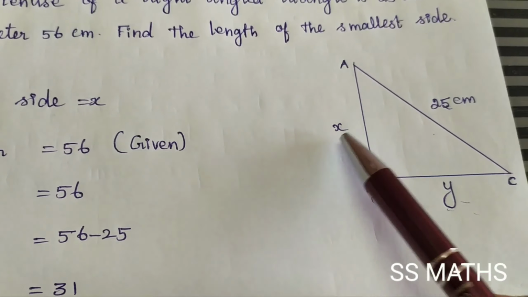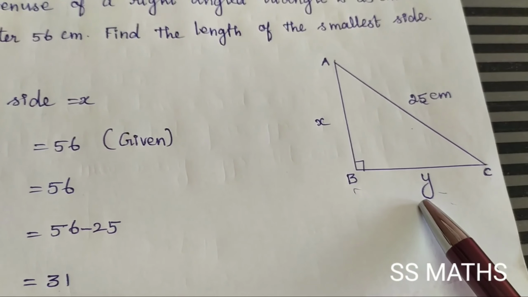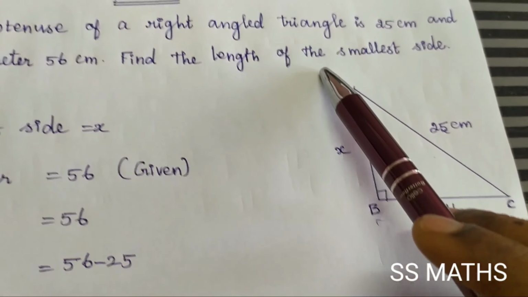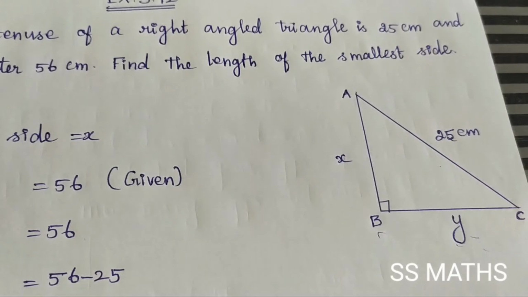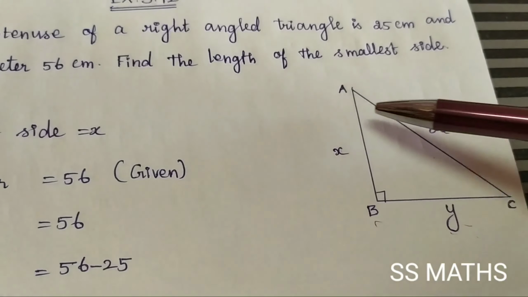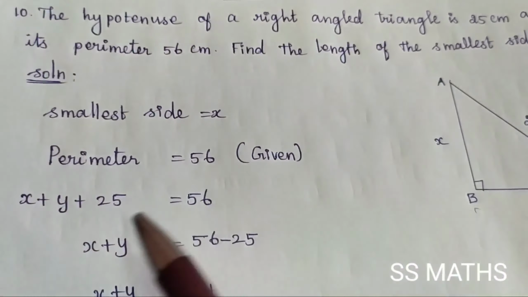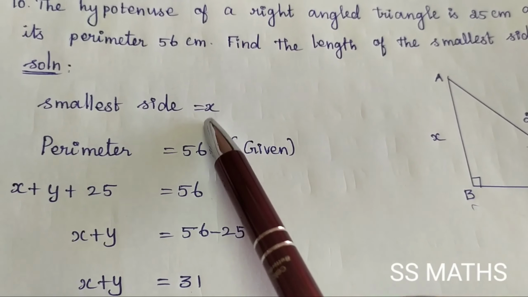AB x nu eduthirukken, BC y nu eduthirukken. Enna ketranga? Find the length of the smallest side. Smallest side oda length enna nu ketranga. Naan the smallest side x nu assume pannirukken. Appa smallest side equal to x.